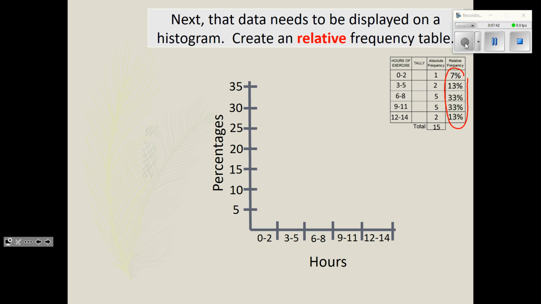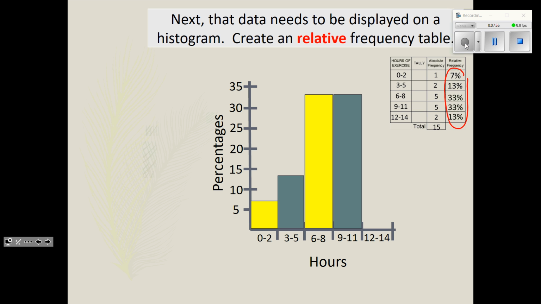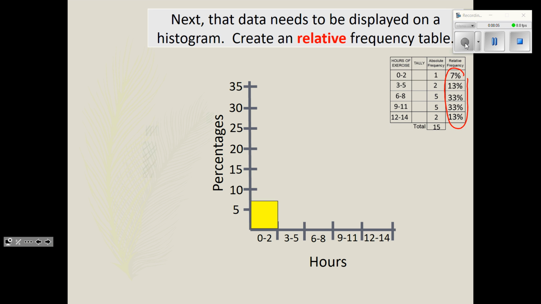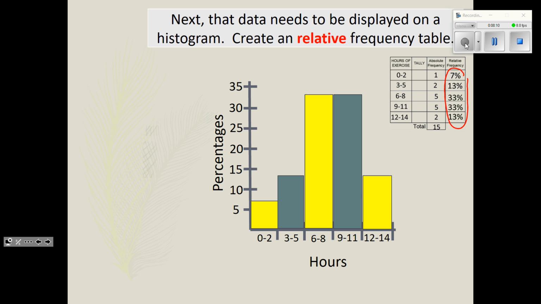So now we do the same thing, except instead of the 1, 2, 5, 5, 2, we are graphing the percentages. So 0 to 2 hours was 7%. Then we had 13%, 33%, 33%, and 13%. It looks a lot like the last one. Let me flip back here. You'll notice that the shape of it looks a lot like the last one, but it's just looking at percentages instead of exact numbers. So you can make a histogram either way, with the absolute frequency or the relative frequency, and you just have to look at the information and see what they're asking you to do.